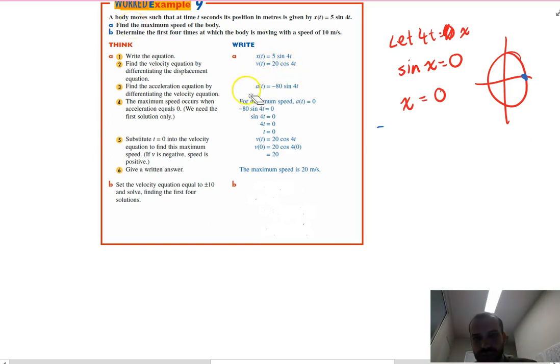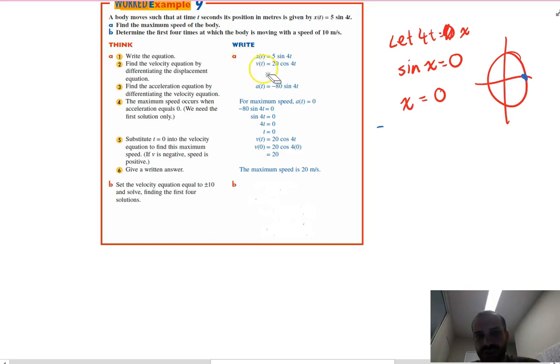All right, the second question is a little bit harder. Determine the first 4 times at which the body is moving with speed of 10 meters per second. So thinking about your velocity function, if you put in 10 here, you'd be getting a velocity of 10 meters per second. 10 equals 20 cos 4t. But there are also answers when you put in negative 10, because we're talking about speed, so it can be positive or negative velocity.